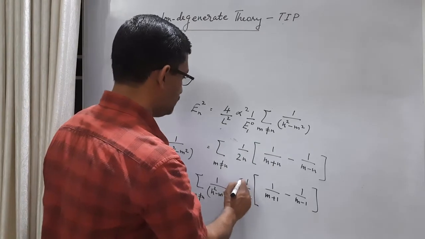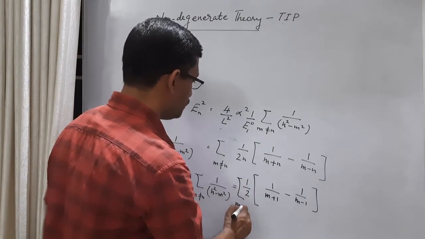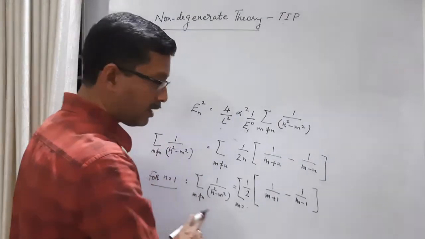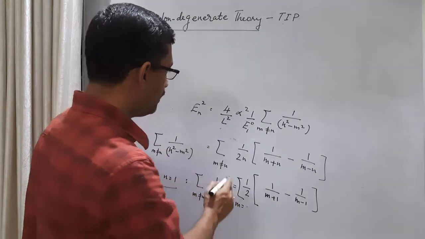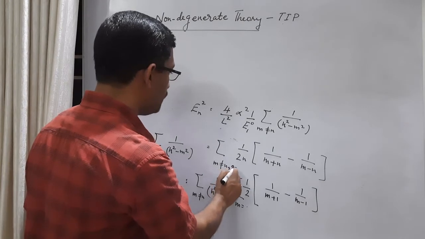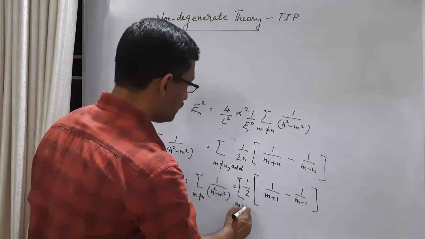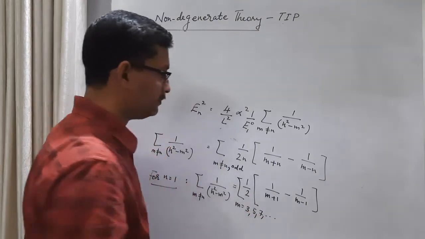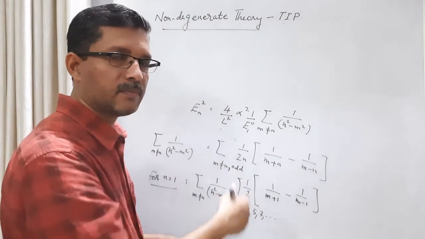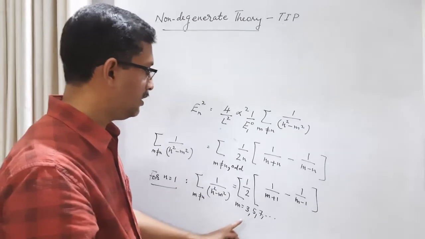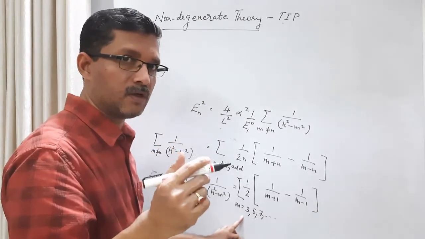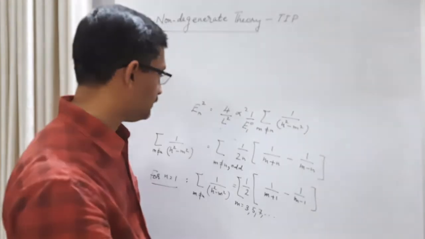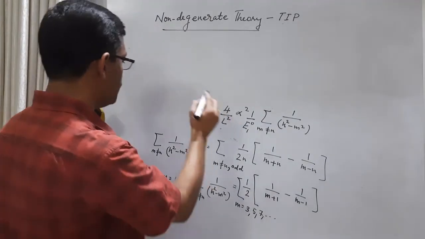Summation over m. So what are the different values of m? N is equal to 1, so m should not be equal to n, and another point is that m should be odd. So what are the values? 3, 5, 7, etc. Just as in part B of our calculation, we have chosen n equal to 1 specifically. So at that time m was 3, 5, 7, etc. Okay, so let us see what are these values.